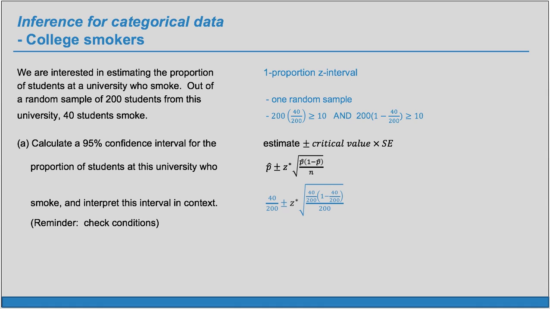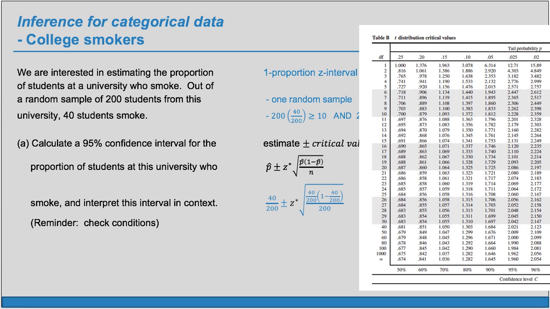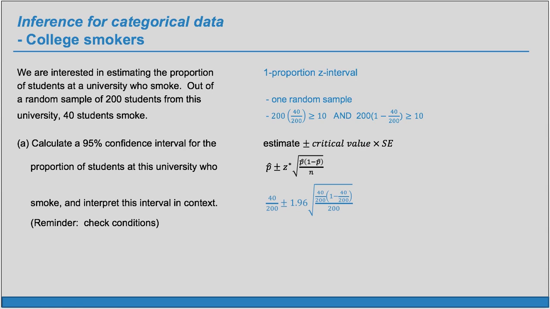We may know the z star for 95% confidence, but let's use a table so that we can see how to find it in case it's not 95% confidence. We go to the confidence level at the bottom, in this case 95, and then for a z star, we always use the row for infinity, because this is a t-table, and as the degrees of freedom for the t-curve go to infinity, it becomes the z curve. So for a z star, always use the bottom row. And so here, we're going to have a z star of 1.96, which probably sounds familiar to you. So plug that in, and now we're ready to calculate this.